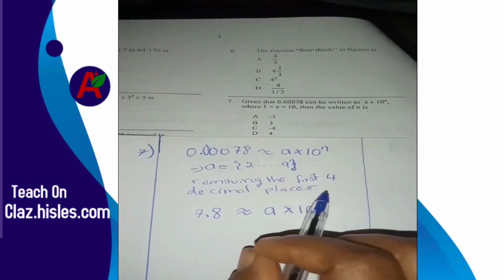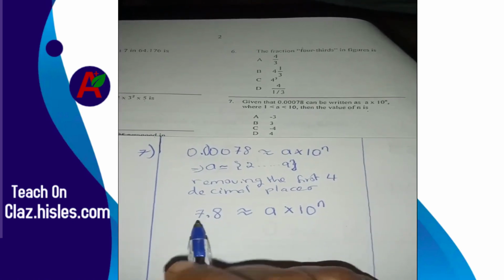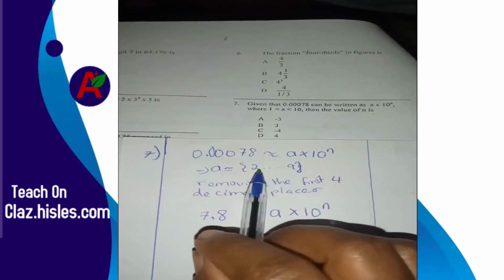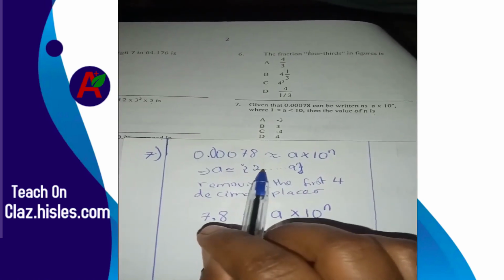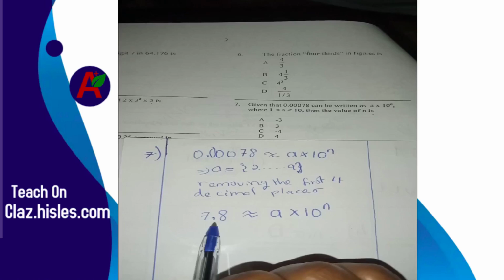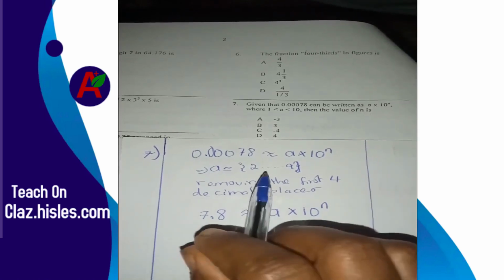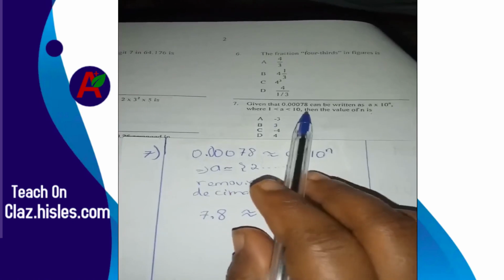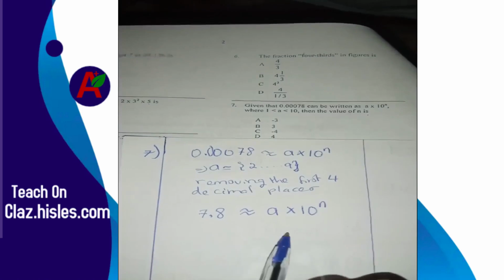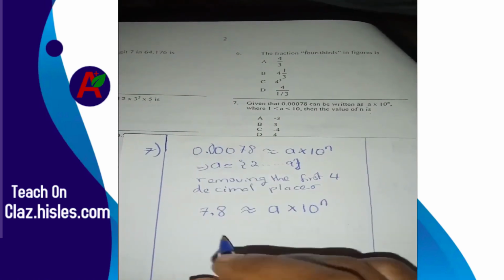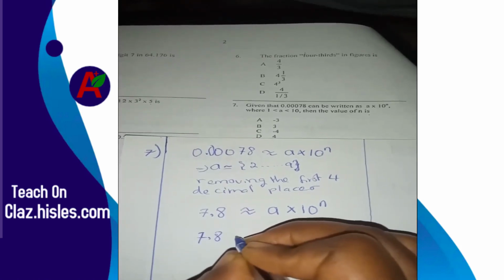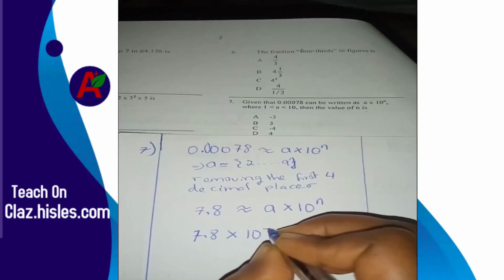Why are we not removing the first 5 decimal places? If we remove the first 5 decimal places, we are going to have 78, and 78 is not between the range 2 and 9. So I'm moving the first 4 decimal places so that 7.8 falls between this range that was given as a constraint. If we remove the first 5 decimal places, we're going to have 78, and 78 does not fall within this constraint. That's why I'm moving the first 4 decimal places. And if I'm moving the first 4 decimal places, then this value becomes 7.8 times 10 to the negative 4.